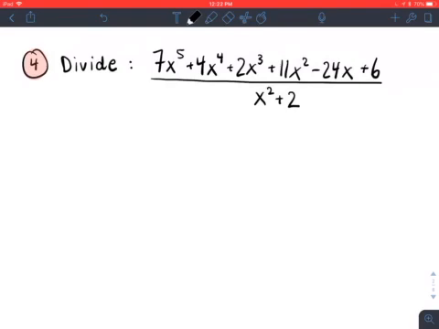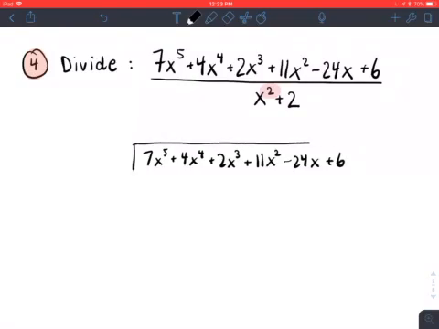Notice that for problem number 4, we cannot use synthetic division because there is an x squared term in our dividend. This means we will use long division. We will write our long division, making sure to carefully copy the terms from above. And we divide by x squared plus 2. To get our first term, we will have a 7x to the third.